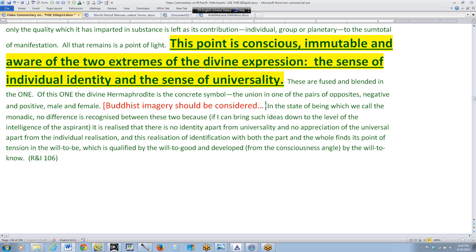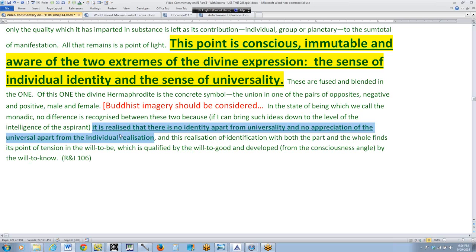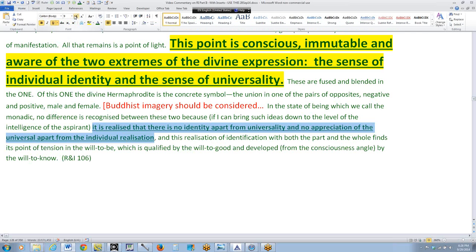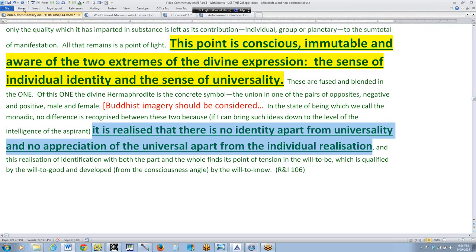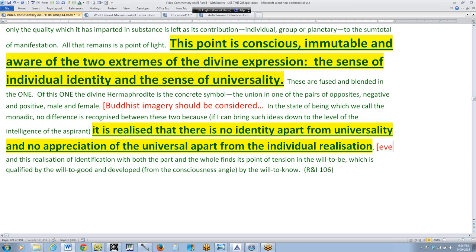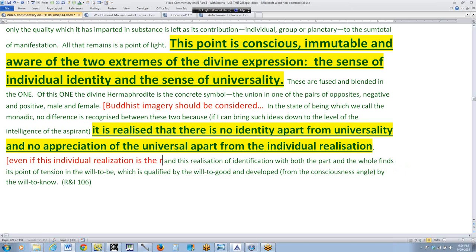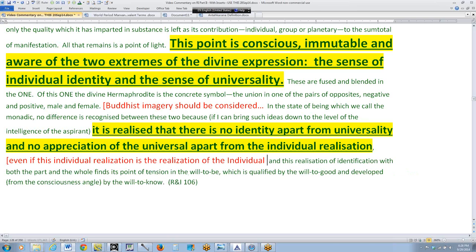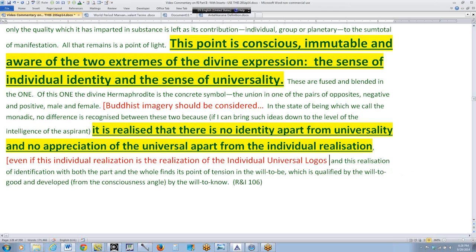No difference is recognized between these two, because if I can bring such ideas down to the level of intelligence of the aspirant, it is realized that there is no identity apart from universality, and no appreciation of the universal apart from the individual realization, even if this individual realization is somehow the realization of the individual universal logos. Let me put that in, as it's kind of a strange idea. Even if this individual realization is the realization of the individual universal logos, and this realization of identification with both the part and the whole, so important.